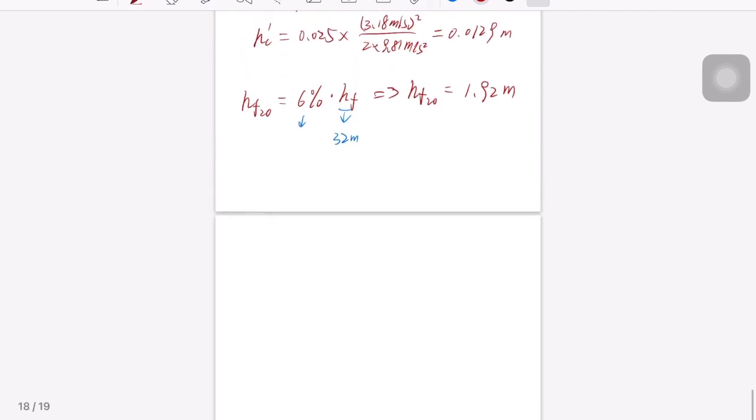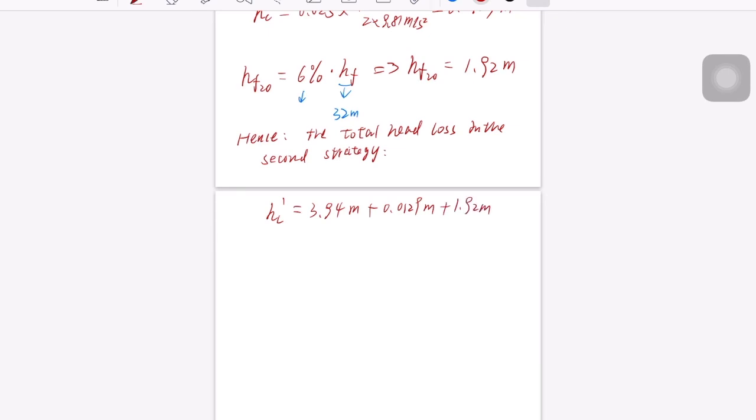Now the total head loss in the second strategy equals 3.94 meter plus 0.0129 meter plus 1.92 meter. So the value is 5.87 meter.